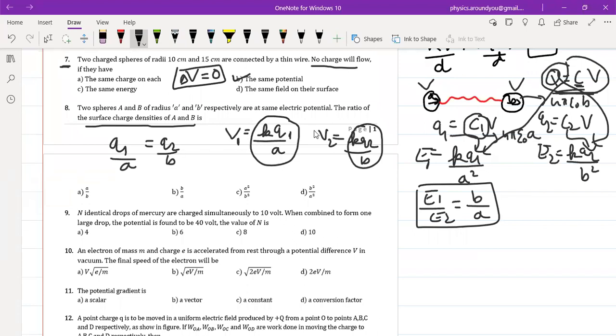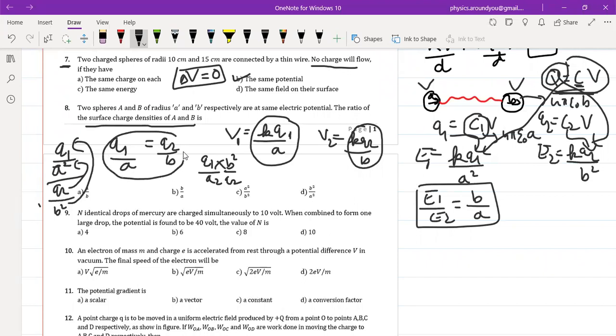All right. Now they're asking what is the ratio of surface charge density. What is surface charge density? For the first sphere, it is Q1 by 4 pi A square. I will just write A square because 4 pi is going to get cancelled anyway. For the second, it is Q2 by 4 pi B square. Now I take the ratios. This goes up, this goes over here. So it is Q1 by A square times B square by Q2. But from this relation, I have Q1 by Q2 should be equal to A by B. This can be replaced as A by B. When you place it as A by B, again, you get this as B by A.